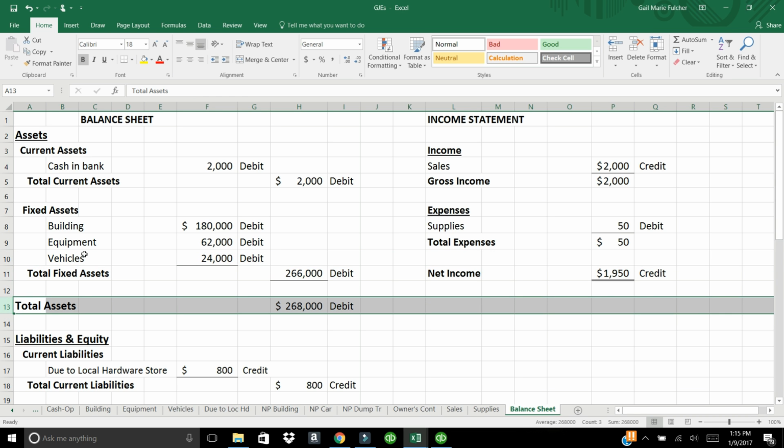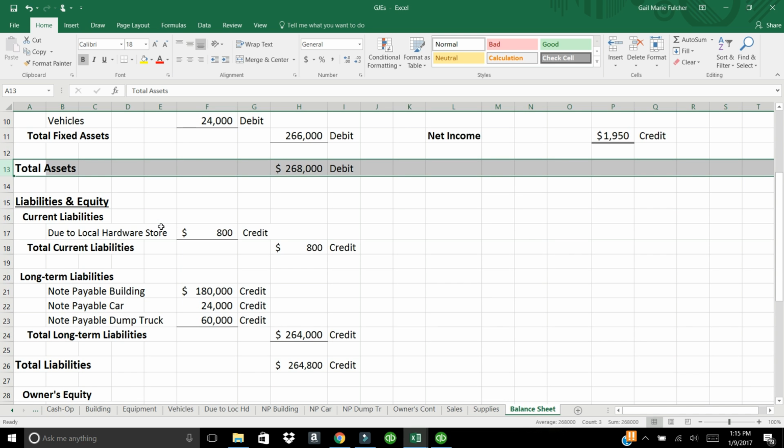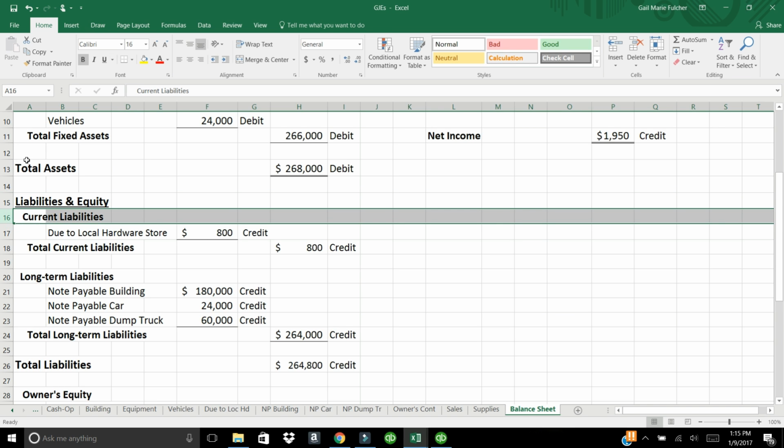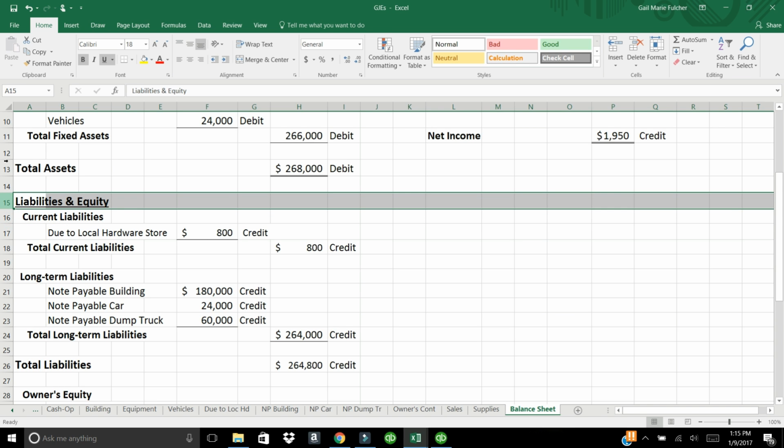Then we come down here for a total assets. That's both of these added together. $268,000 is our total assets. Then we come down to the liability and equity section of our balance sheet. Now notice I've changed this part. We're now calling it liabilities and equity because we have current and long-term liabilities that we've added here.